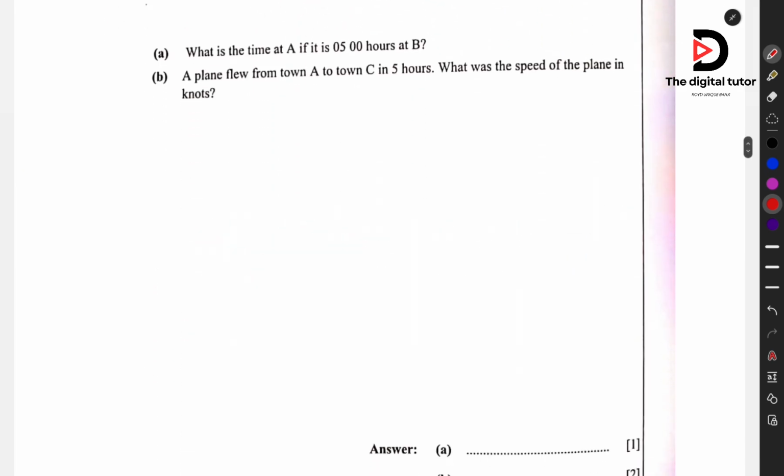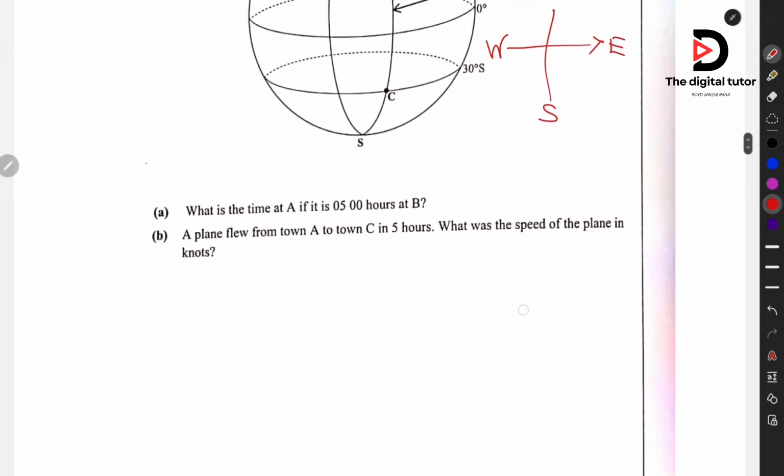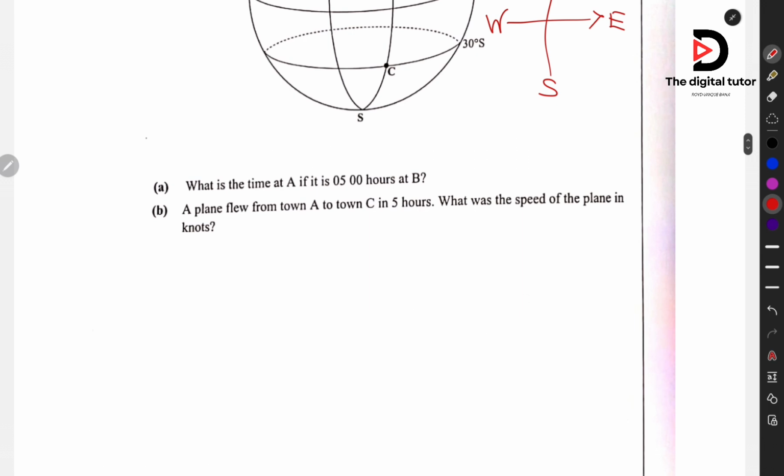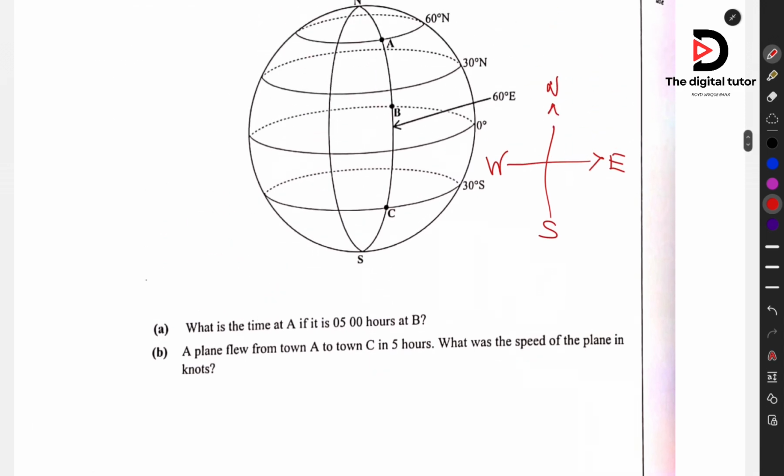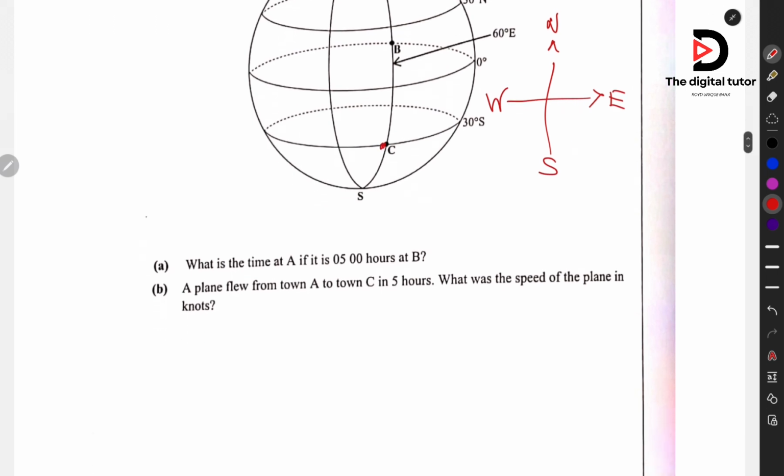So therefore, here the time is 5 hours. Okay, no change in time. A plane flew from town A to town C in 5 hours. What was the speed of the plane in knots? So where is town A? Town A is right here and town C is right there. So now they flew along that.